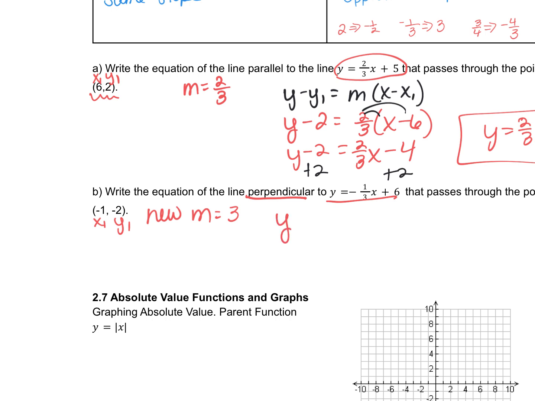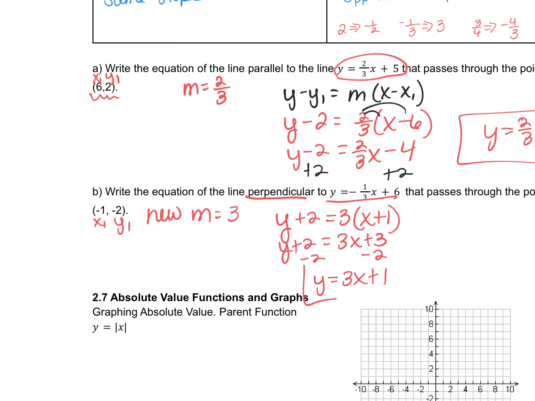It'll be y minus negative 2, so y plus 2 equals 3 parentheses x plus 1. All right, let's work our magic by distributing that 3 and then moving the 2 over, so I have y equals 3x plus 1.